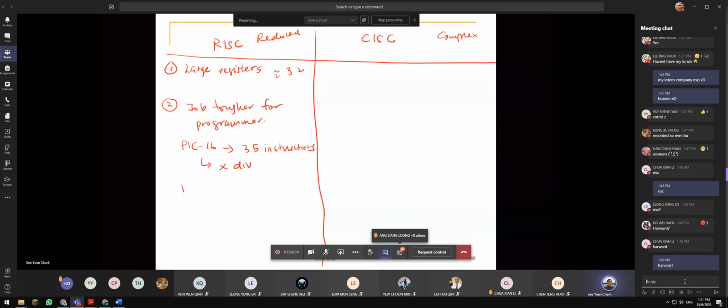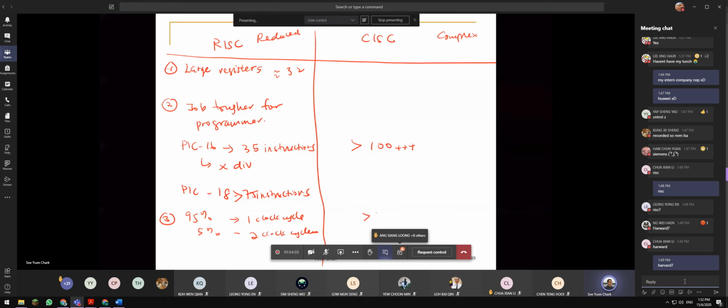PIC18 has 75 instructions, which means they already include divide instructions. Not like CISC, which has more than 100 instructions. So that's why it's easier when you come to design. Another thing is that in RISC, 95% of instructions use just one clock cycle, and 5%, normally, if I'm not mistaken, use 2 clock cycles.